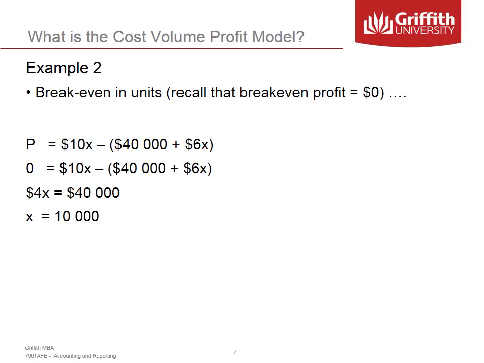And when we play with the algebra, which I'm sure you can do, and if you can't, you're probably going to have to go back and revise that, we get to 4X equaling $40,000, and therefore X, the break-even in units, is 10,000 units. If you want to prove that to yourself, put that 10,000 into the equation instead of X and multiply it out, and what you will come up with is a profit of 0 based on selling 10,000 units and based on the cost structure which we have in front of us. That's to say $40,000 of fixed costs and variable costs of $6 per unit.